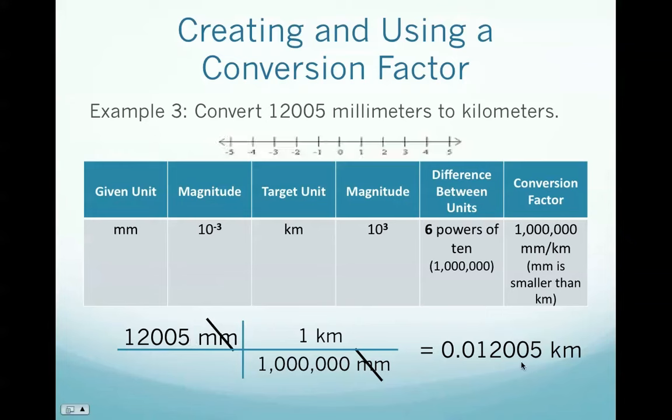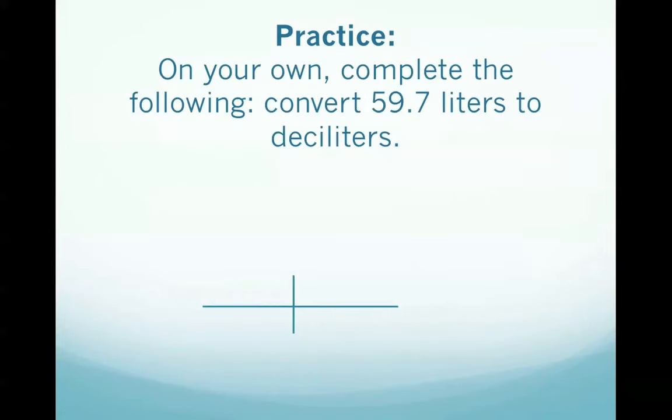All right, see if you can try out this next one on your own. I didn't give you the chart. You could create it if it's helpful, or come up with your own way of organizing the information, and then come back to it once you've completed it. So you're converting 59.7 liters to deciliters. I'm going to look at my two prefixes, or in this case, my base unit of liters. So 10 to the 0 and 10 to the negative 1. I have 1 power difference between them, which gives me a number of 10. The smaller unit is deciliters, so 10 deciliters is equal to 1 liter.